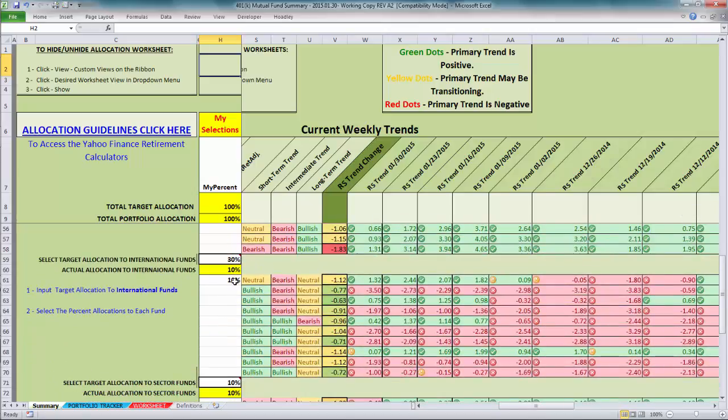Let's go back to our international funds, and we're seeing we have only a 10% allocation of the 30 that we had originally designated. If you'll recall, last week we moved 20% out of this into the money market, and that's why there's the overweighting in the money market.